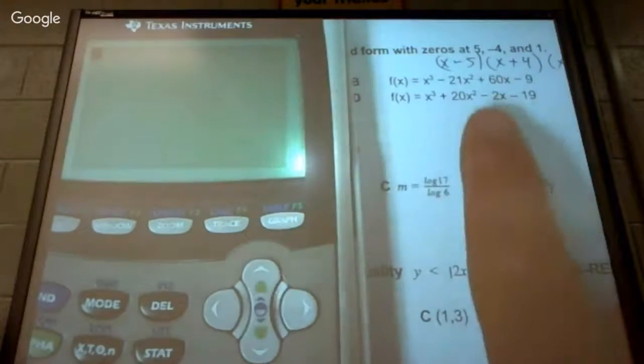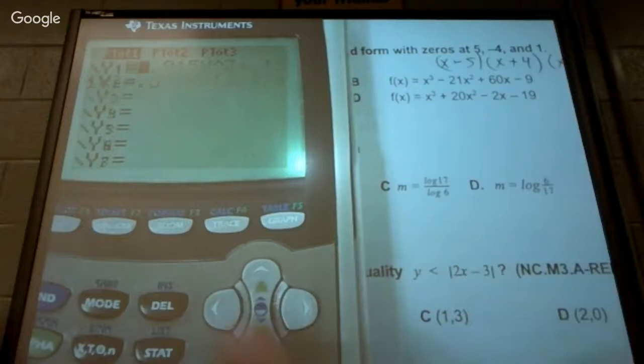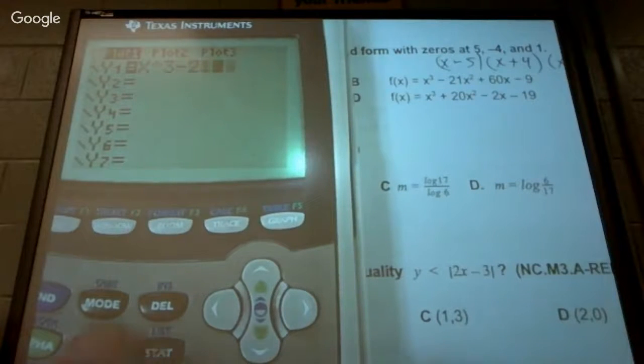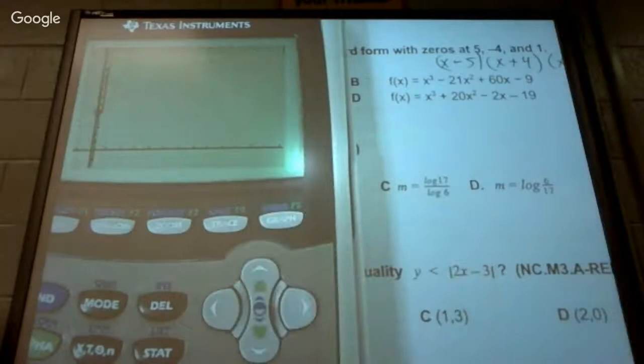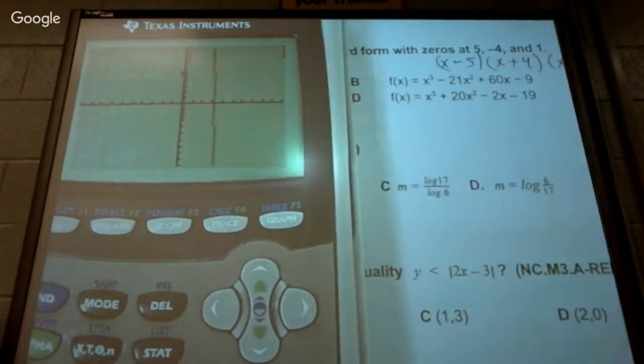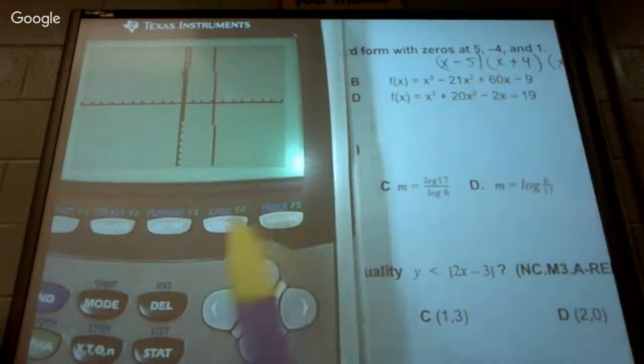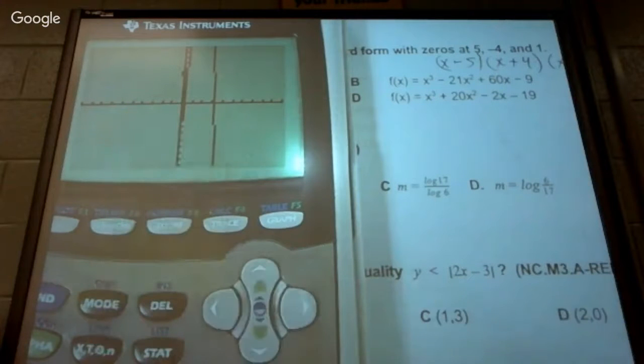Let's type in B, for example, here. So we go to y equals, let's clear this out, and we type in x to the 3rd minus 21x² plus 60x minus 9, and we graph it. Now that graph's not a very good graph. We go to zoom 6. So let's see where this crosses. This thing's got to cross at 5, -4, and 1. As you can tell, it does not cross at -4 at all, so B is not correct.